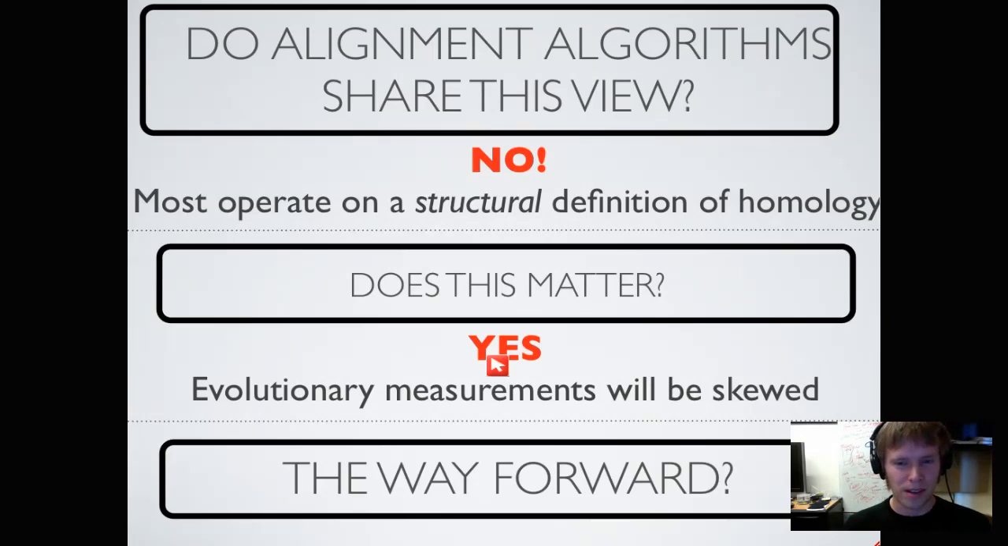It's unclear whether this really matters, whether an alignment constructed under structural homology is suitable for evolutionary uses. What I'm going to argue towards the end with some simulations is that this does matter, and that evolutionary measurements based on these alignments will be skewed for the simple reason that the alignment doesn't respect and know about the evolutionary process. Then I'm going to talk about whether there is a way forward. Can we construct alignment algorithms that explicitly know about the tree and the evolutionary process and can be run in reasonable time?